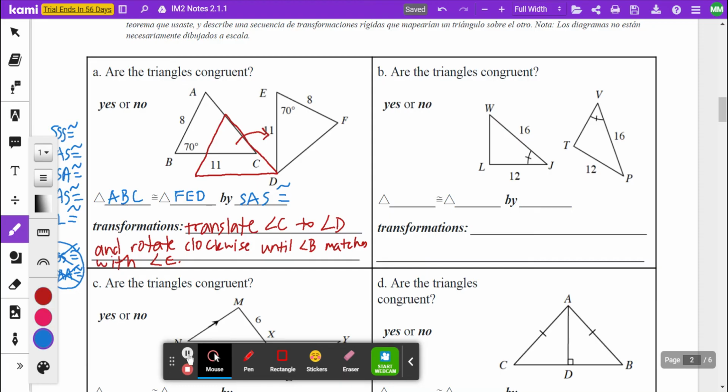Next problem. Part B. Are the triangles congruent? Yes or no? Let's see. I have two side lengths which match up. I have 16 and 16 and 12 and 12. And I have an angle. However, for this triangle, the angle is included.